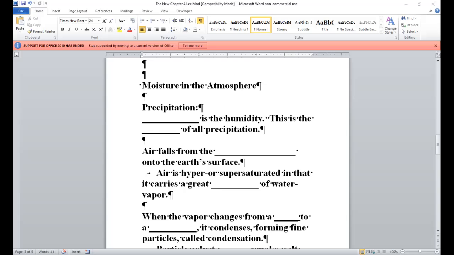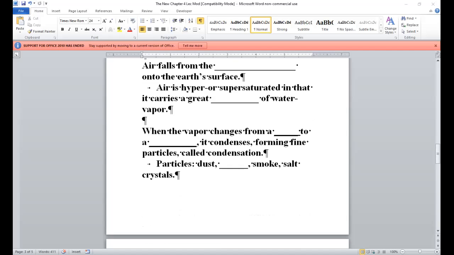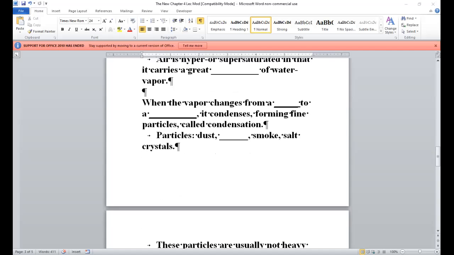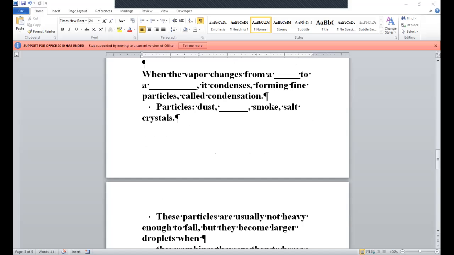So what you have here, you have water falling from the atmosphere onto the Earth's surface. So air is supersaturated, in that it carries a great volume of water vapor. So when the vapor changes from a gas to a liquid, it condenses. It condenses, forming fine particles called condensation. So let's break down condensation. I'm thinking this looks like a good quiz question here too.